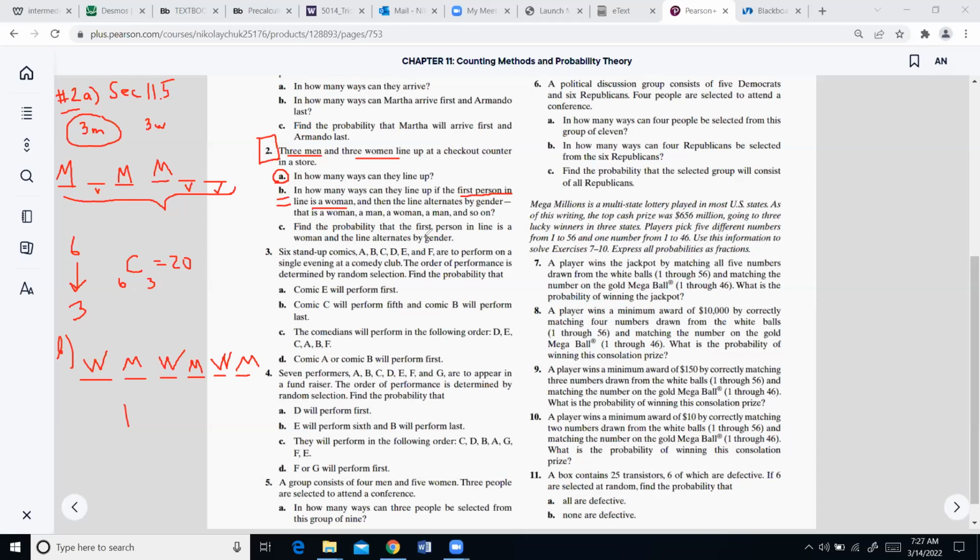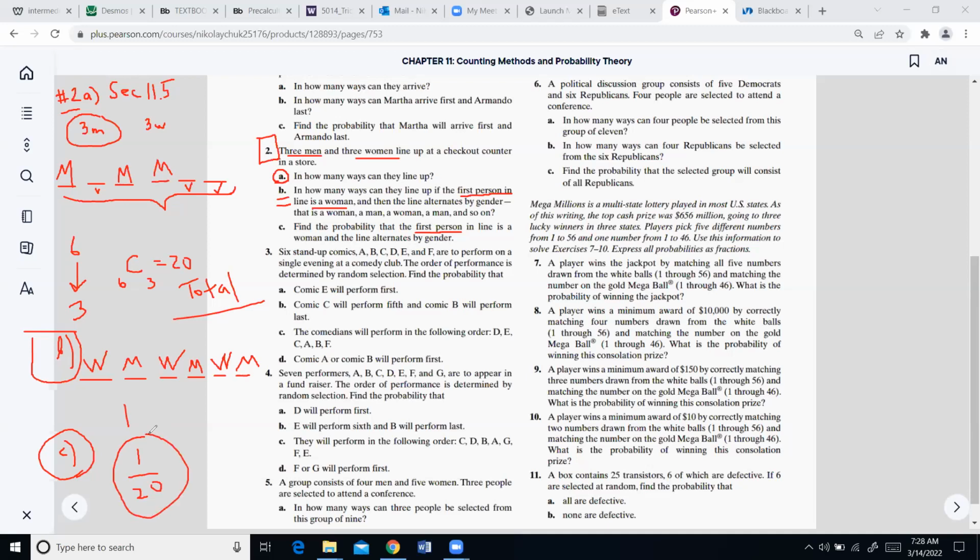So find the probability that the first person in line is a woman and the line alternates by gender. So what's the probability of that? Well, that probably could be a good question to ask here, because we have the probability that the first is a woman and the line alternates by gender. So it means they're trying to get this part B here, and that's only one. And the total number of possibilities is in part A. That's 20. So it looks like it'd be 1 out of 20, right?